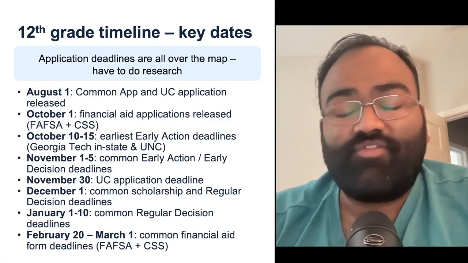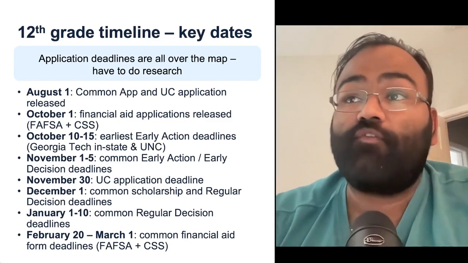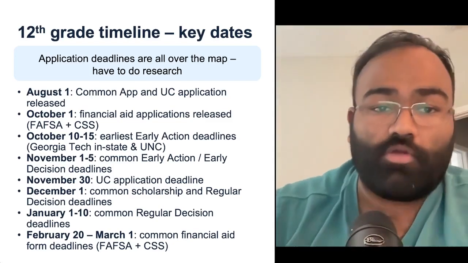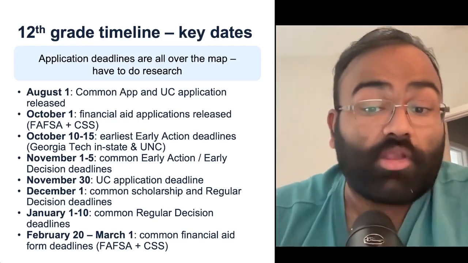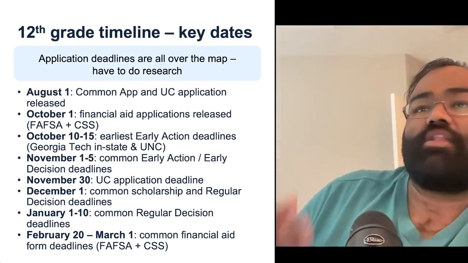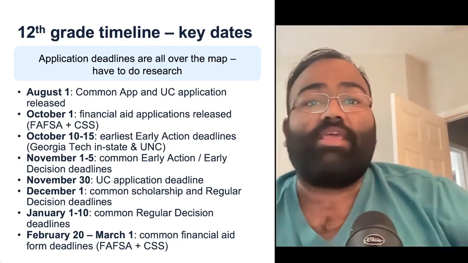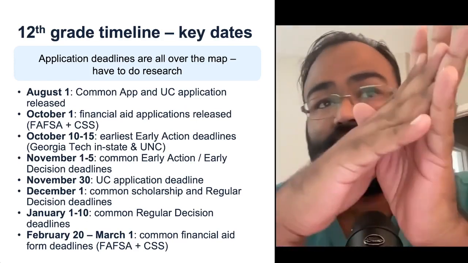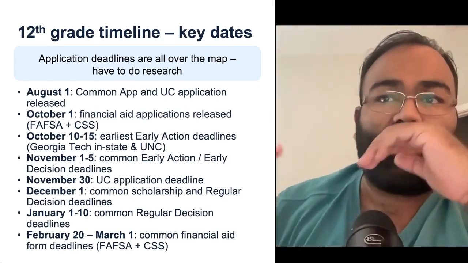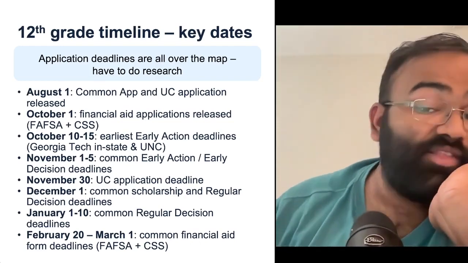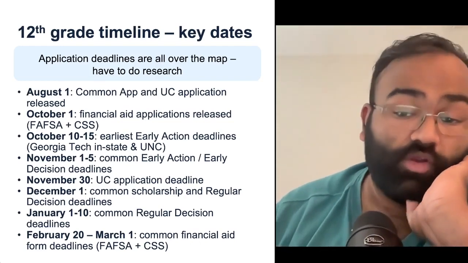October 10th to 15th, kind of that mid-October range, is going to be your first set of genuine application deadlines. Now, these are mostly early action programs at public universities, but there are application deadlines as early as October 15th, right? One of the interesting trends we've seen in admissions in the last couple of years is that application deadlines have been spread outwards. Sometimes, in some cases, they're getting moved earlier and earlier. In other cases, they're getting moved later and later into the new year. So October 10th to 15th, kind of mid-October, is that earliest early action deadline.